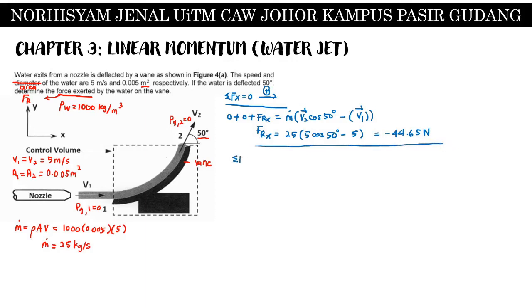Next we do summation of Fy equals 0, assuming going to the top is positive. It's the same thing again. P1A1 is 0, P2A2 is 0, so 0 plus 0 minus W, but for this question we don't have any number for W, so W is considered 0, plus Fry equals the mass flow rate times V2. Once again V2 is going upward, positive, with an angle of 50 degree, so we have V2 sine 50 degree, minus V1. At point 1, V1 is totally horizontal, so we don't have any vertical component, and it is equal to 0.